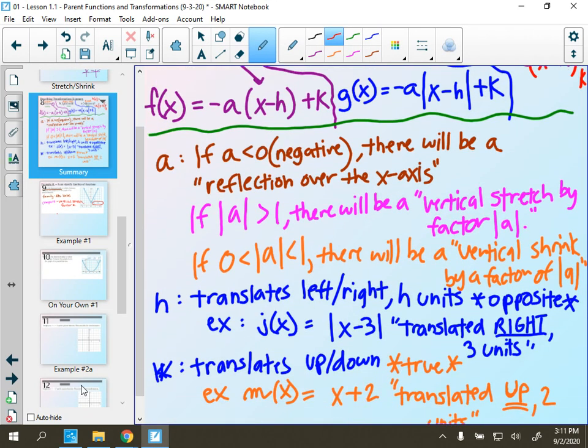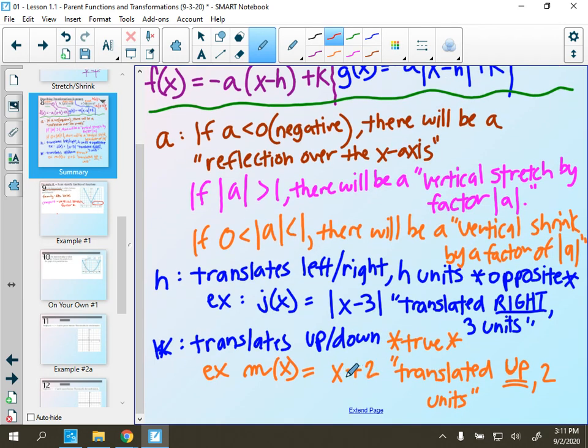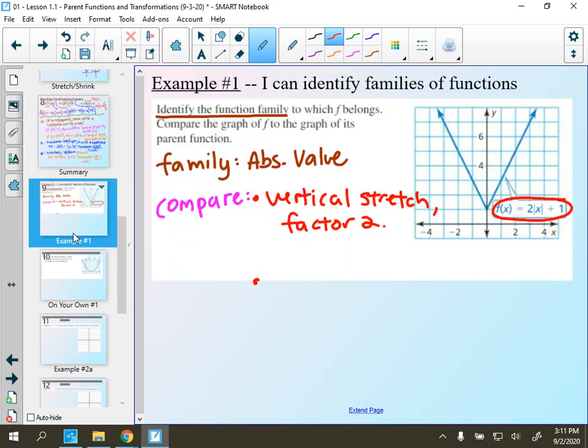I've got to scroll down. K translates up or down, and it's the true one. What I see is what I get. If it says plus 2, we're going up 2. If it says minus 5, we're going down 5. So I see this one as plus 1. That means we're going up 1. Our vertex was originally here. Now it's up here. Okay, so I need to say that.